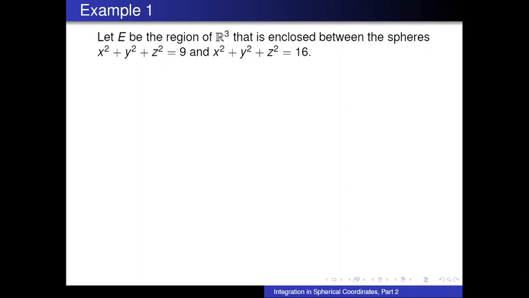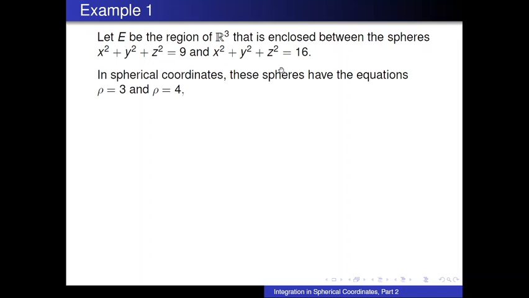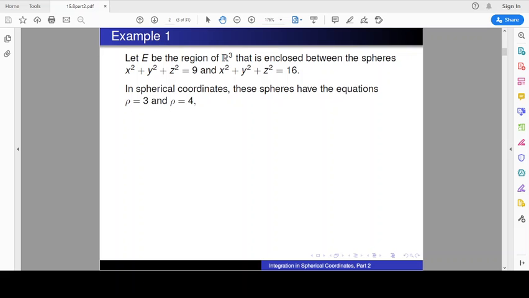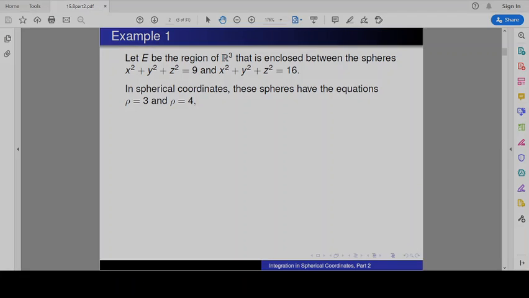Now that we have spherical coordinates in our toolbox, we can describe these spheres with much nicer equations. Namely, the first one is the sphere rho equals 3, and the second one is the sphere rho equals 4. So perhaps we might even just step off to the side for a second and look at GeoGebra.